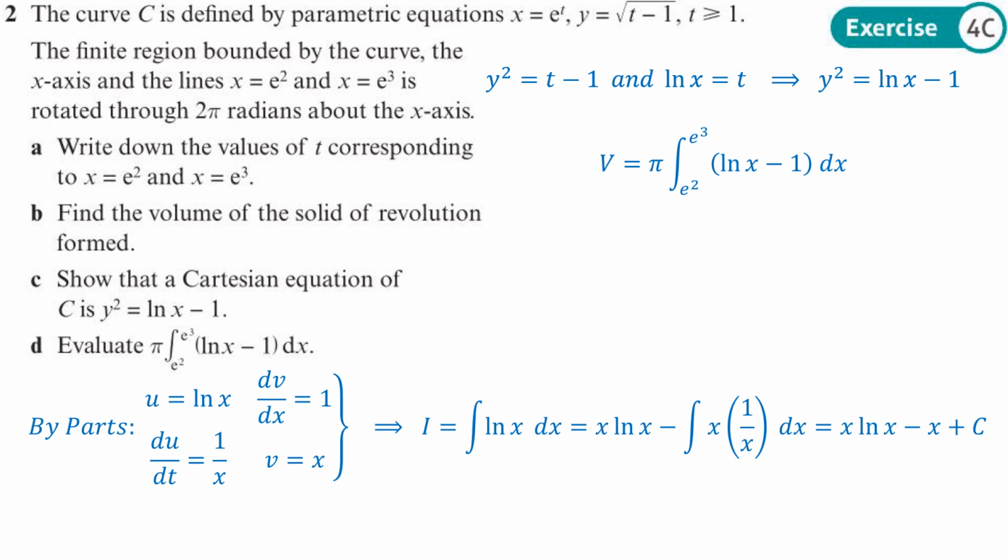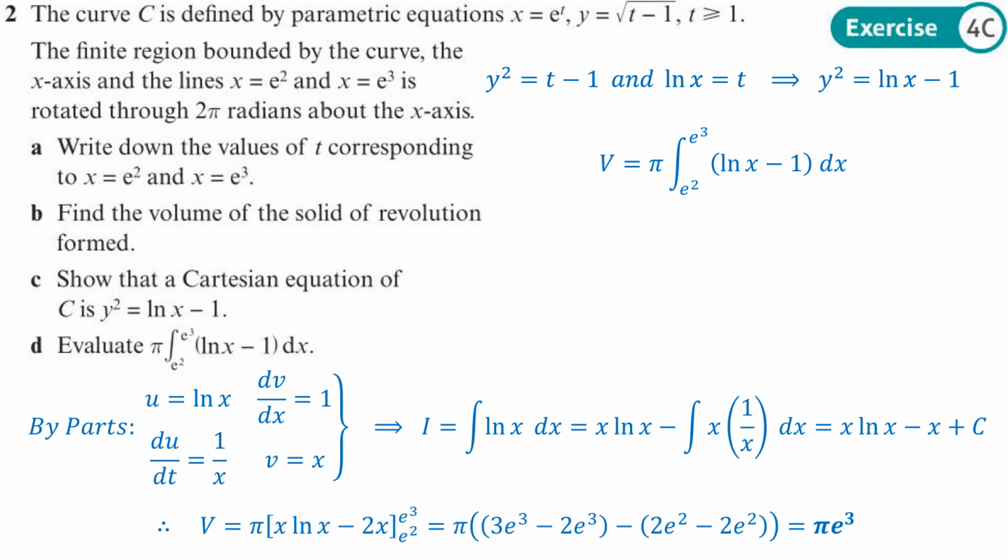If we also take into account the minus 1 in my original integral, then I get this, x ln x minus x, and then take away another x for the integral of minus 1. And then I sub in my values, e cubed and e squared, subtract away, everything cancels down, and we're left with pi e cubed, just like the previous bit.